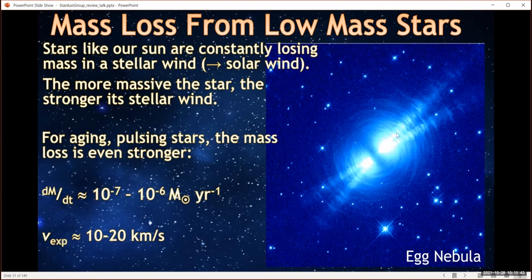And in this picture of the Egg Nebula, what you're seeing is shells of dust that are around the star. The star is hidden behind this dust lane here, and it is reflecting light towards us, but we're seeing that material that's been thrown out over time. This is a little bit like tree rings.